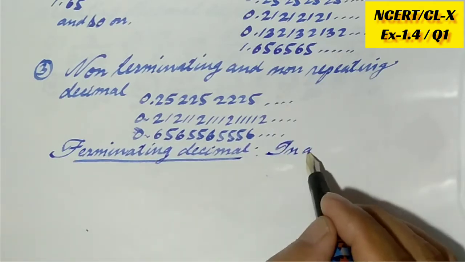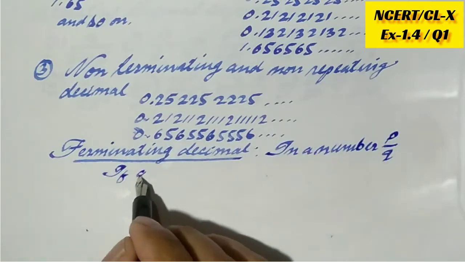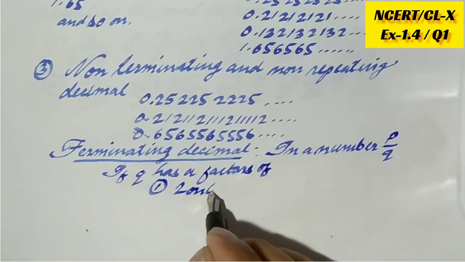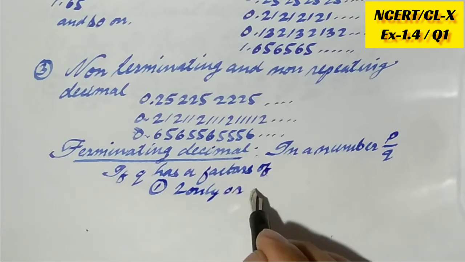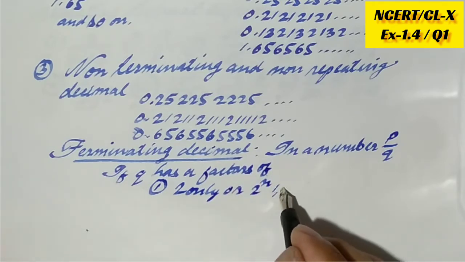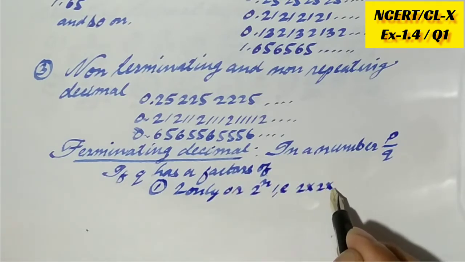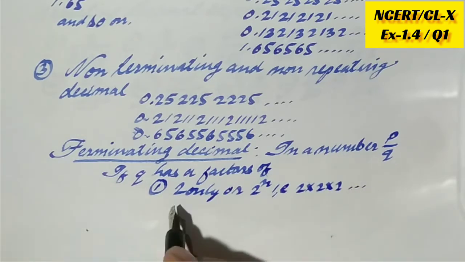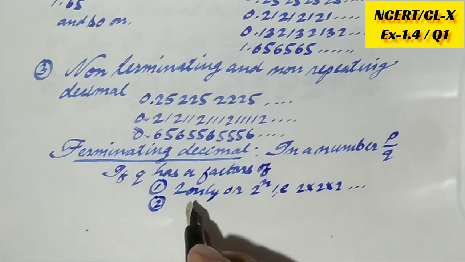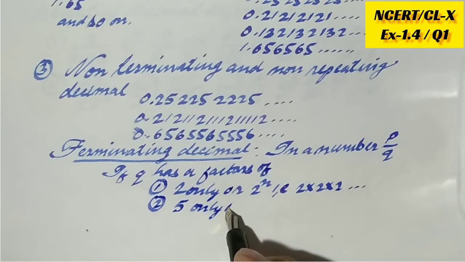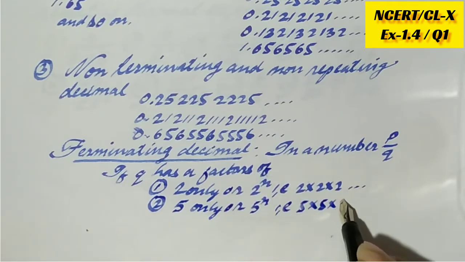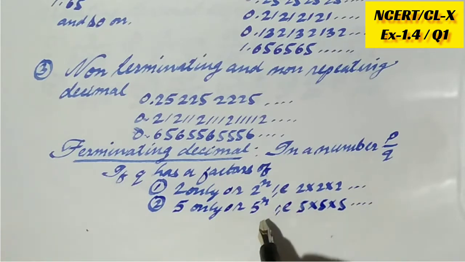So terminating decimal means, in a number p by q, if q has a factor of 2 only, that means the number at the denominator has a factor of 2, or a factor of 2 to the power n, meaning 2 into 2, 2 into 2 into 2, however many times you take. That means it should have only 2 as a factor. And in the second type, if the denominator q has a factor 5 only, or a factor of 5 to the power n, the meaning of that is 5 into 5, 5 into 5 many times. Maybe it may be 3 times or maybe 4 times.